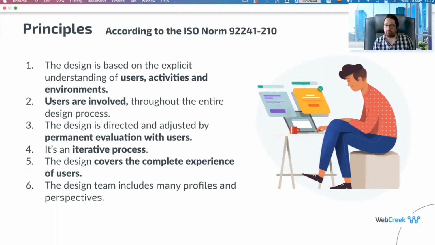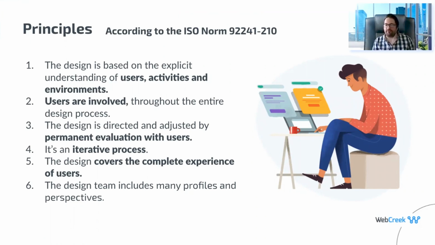And that's why we go to number 4, which is talking about user-centered design as an iterative process, because whenever you're evaluating, you're going to find things that you have to improve on. So the cycle starts all over again. You start to find new problems. You need to frame them, understand them, raise new requirements, and create a new, improved version of that product, right? And number 5 talks about how the design should cover the complete experience of users.